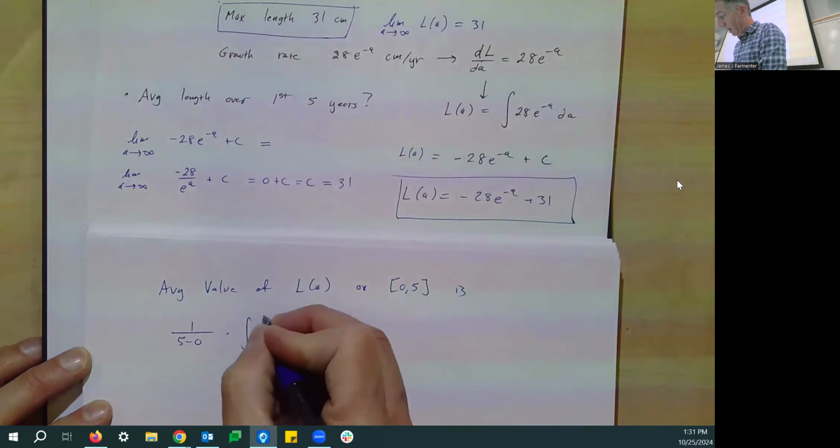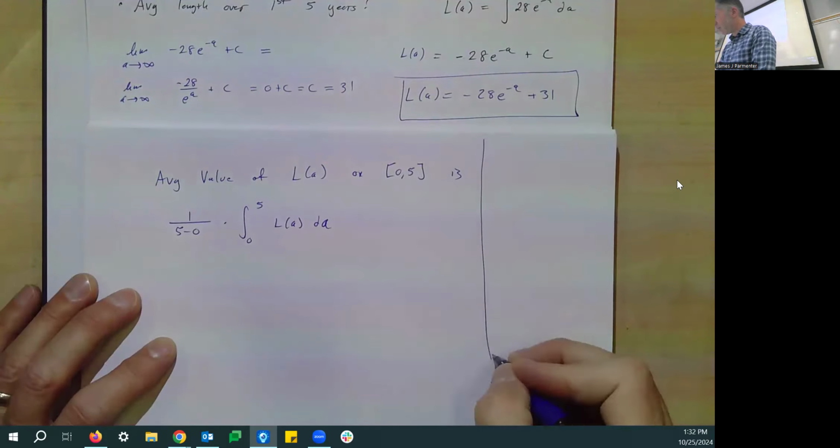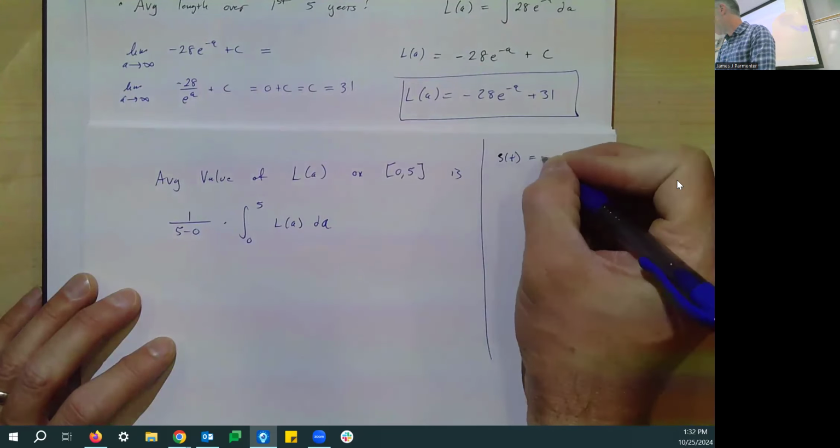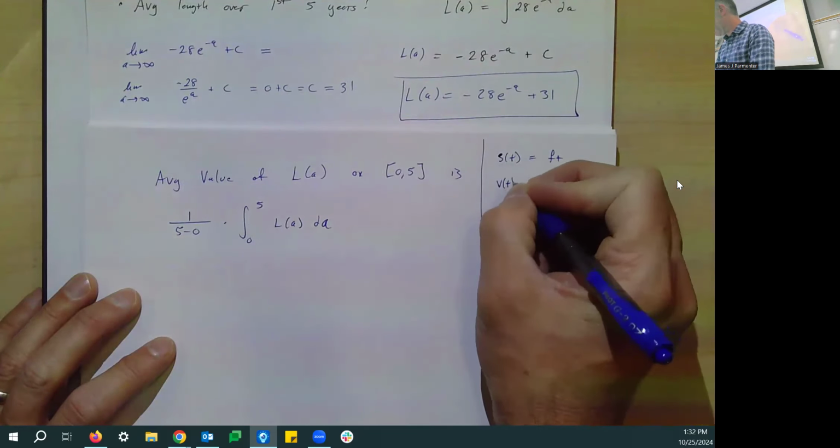So if I said velocity was the derivative of position, would you all be okay with me saying that? That seems reasonable to you? And acceleration is what? Acceleration is the derivative of velocity. And I want to point out that typically position, I'm just going to pick units, might be measured in feet. Velocity, if we're using feet for position, might be measured in feet per second. And acceleration might be measured in feet per second squared.